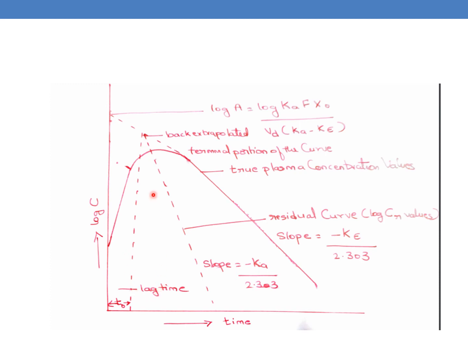So this is the overall plasma concentration time profile of oral administration of a single dose of drug. This is the residual line and this is the terminal linear line. And during the flip-flop phenomenon, the opposite occurs.